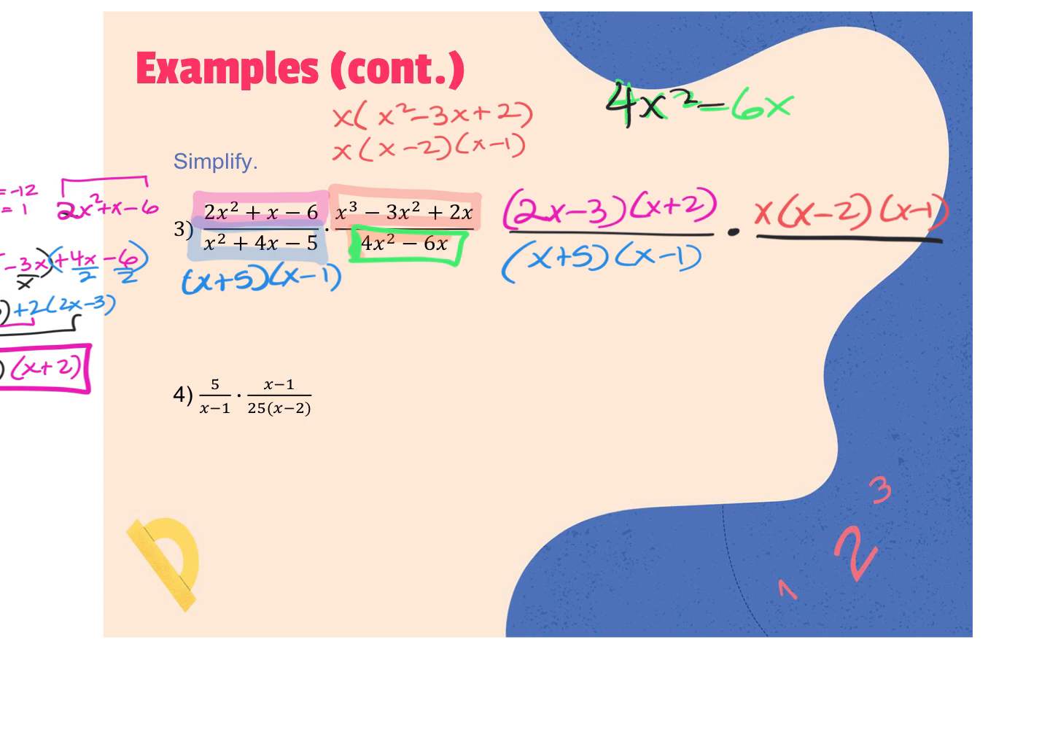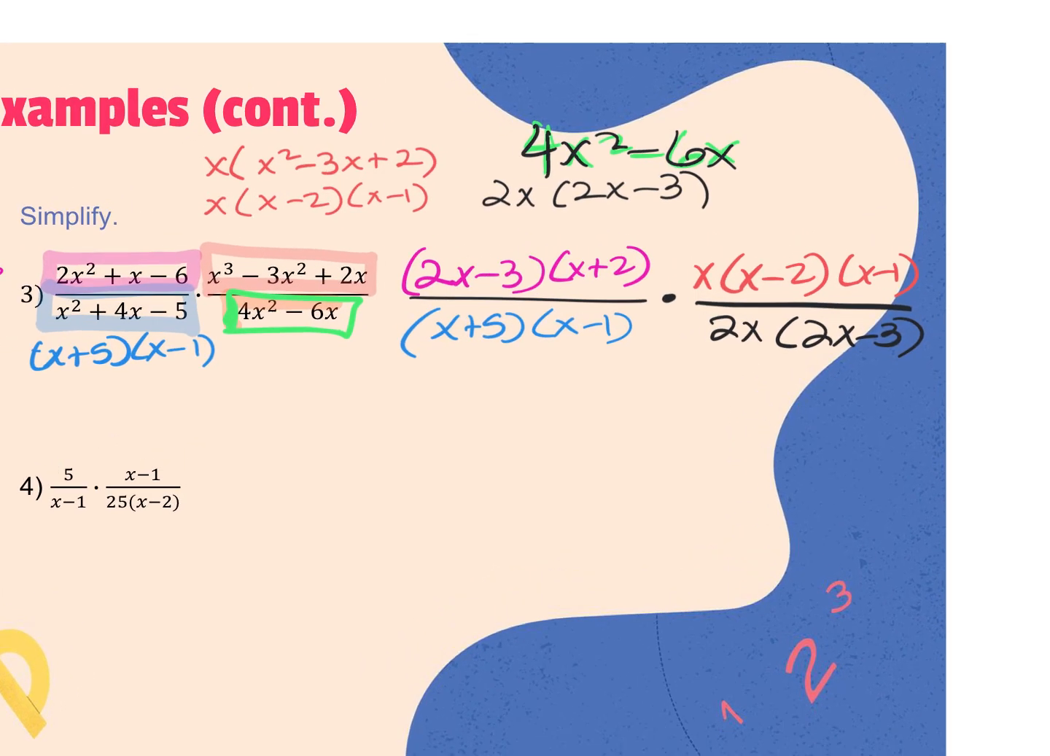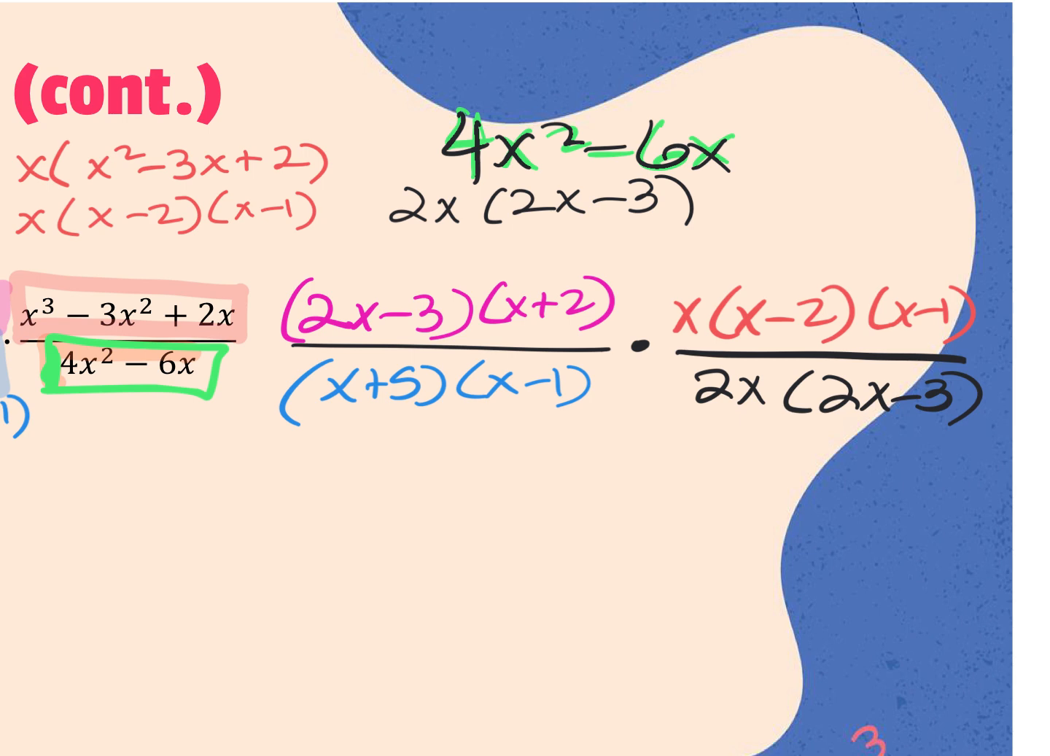4x squared minus 6x. So I'm looking for a greatest common factor first. So my GCF here is going to be 2x. I'm going to divide it, 2x minus 3. So that'll go in the denominator now. So 2x minus 3. All right, so now that I have all four pieces factored, now I'm going to go back and look for things to simplify.